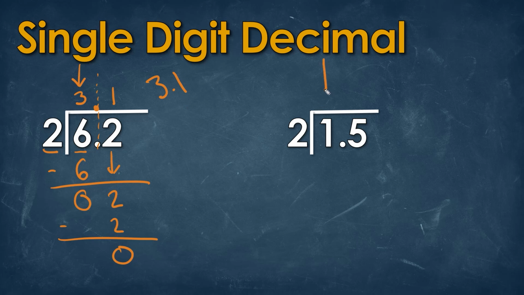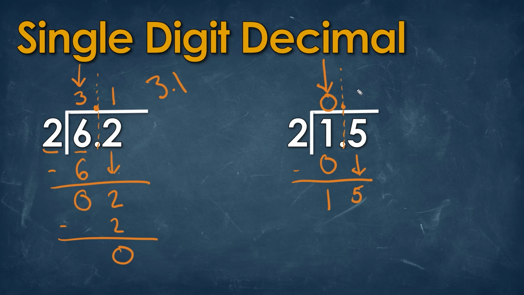Moving on to the next equation, again, we always start on the left side, but this time we have 1. Okay, well, 1 is smaller than 2, so there's nothing that we can divide that by, so we have to put a 0. So 0 times 2 is 0. If we subtract that, 1 minus 0 is 1, and we bring down that 5. Now again, we have a decimal place that is in line right here, so we're going to put that decimal place there.